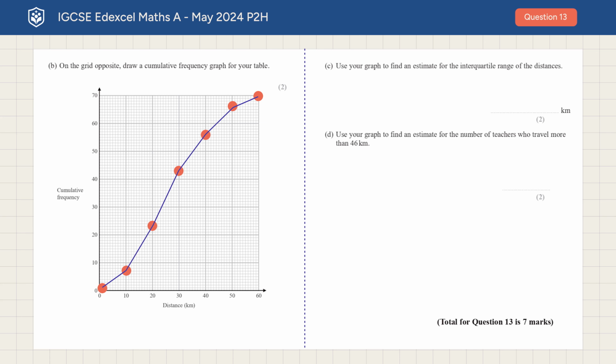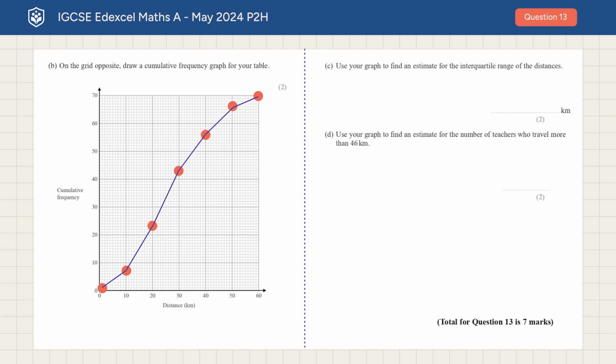Part C asks us to find an estimate for the interquartile range. The interquartile range measures the spread of the middle 50% of the data. Since there are 70 teachers in total, we need to find the values at the lower and upper quarters of the cumulative frequency. First, to find the lower quartile, or Q1, we calculate 1/4 of the total frequency. 1/4 of 70 is 17.5.